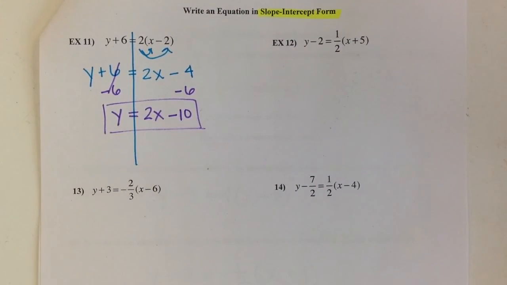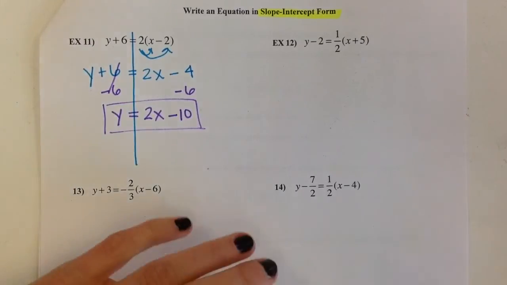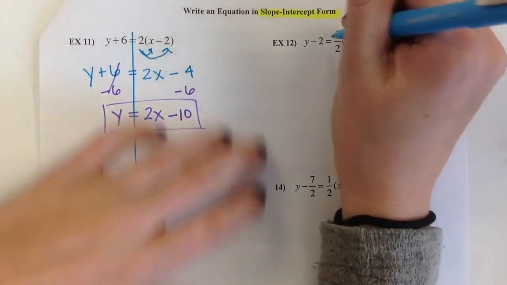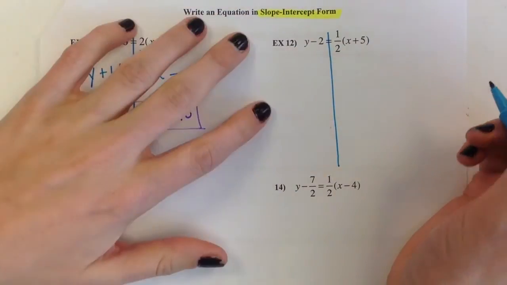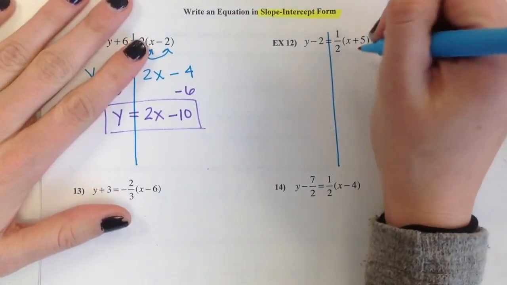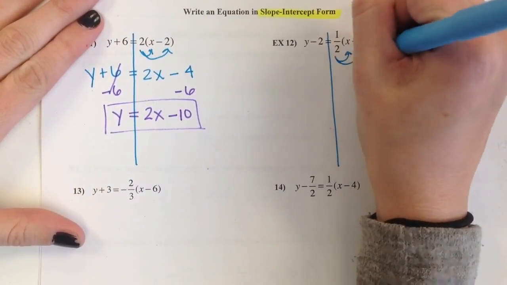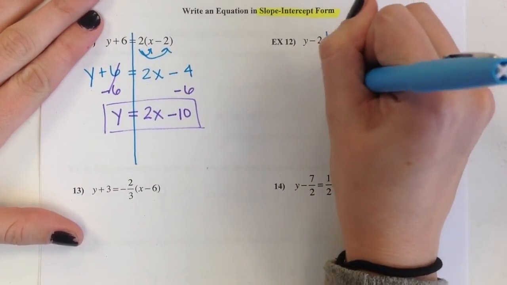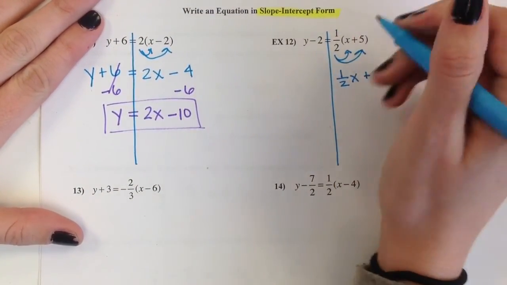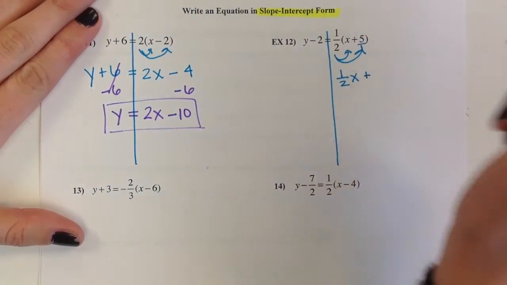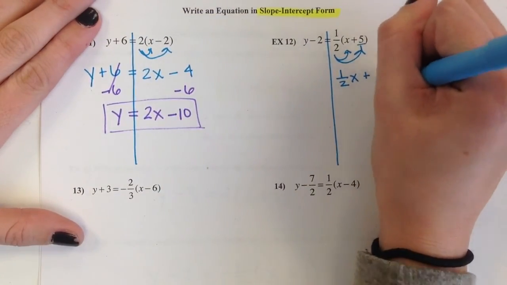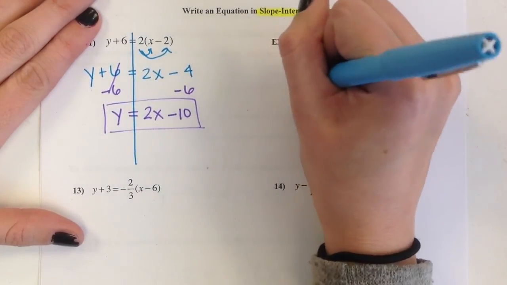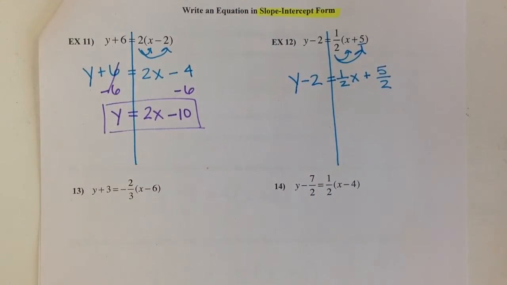We've got y minus 2 equals 1/2 times x plus 5. So again, I need to get rid of parentheses first. So I'm going to take the 1/2 and distribute it. 1/2 times x is 1/2 x plus 1/2 times 5, or 5 over 1, is 5 halves. Bring down the y minus 2.